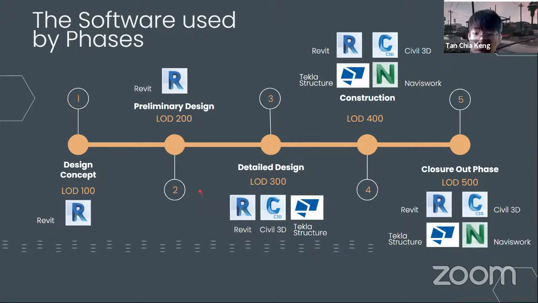And then the BIM software used in the detailed design phase is Civil 3D and Tekla Structures, which help to manage the client's expectations through 3D visualization, as well as minimize conflicts and rework at the construction site, as clash analysis will be carried out in this phase.